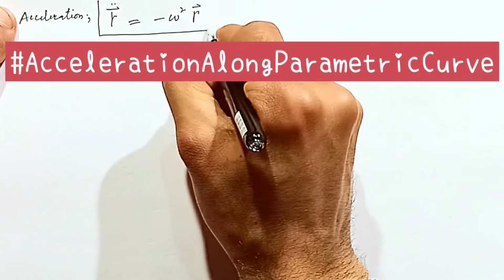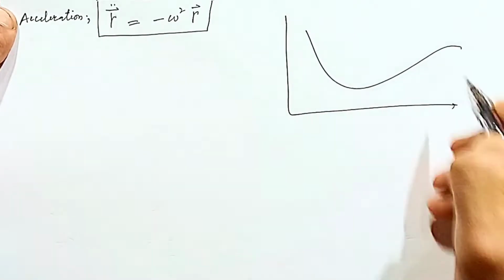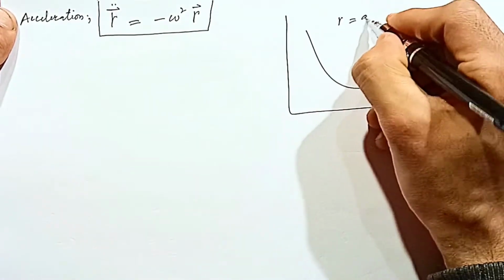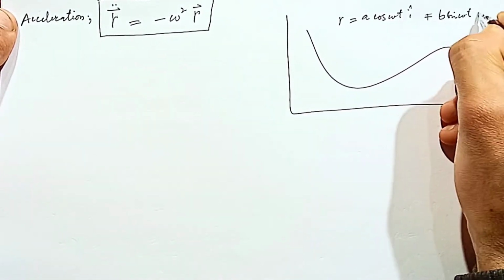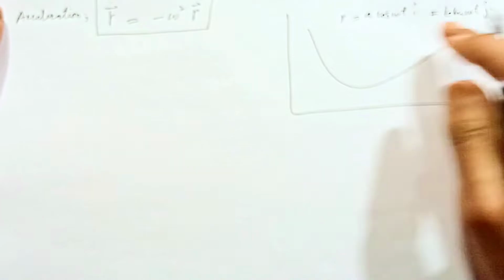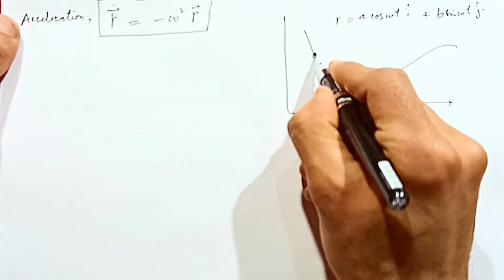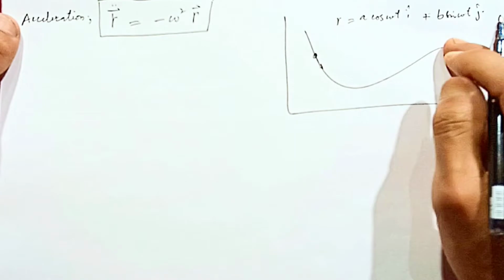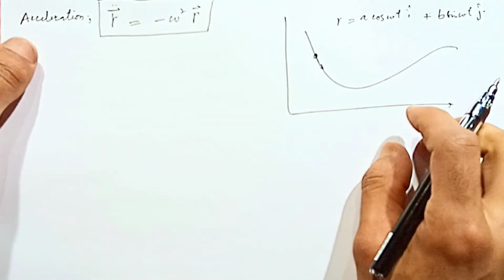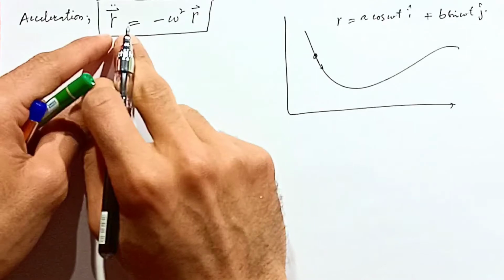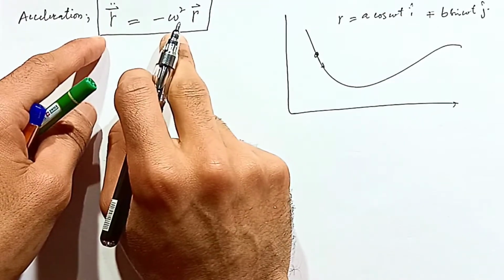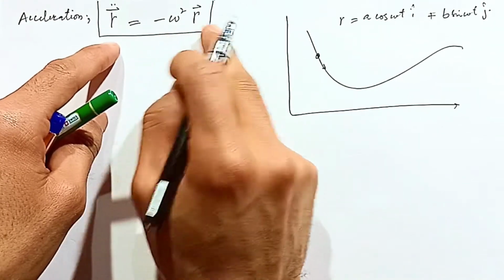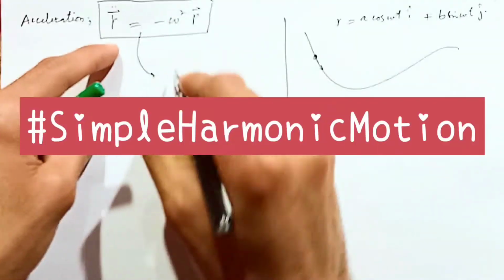So this will be the acceleration of the body which is moving along some curve with r equal to a cosine of omega t i plus b sine of omega t j. If this is the parametric equation, the particle is moving along this very curve. So we have to be cautious that the acceleration will be given by this. That means the acceleration will be minus omega squared times r, and this is the equation of simple harmonic motion.